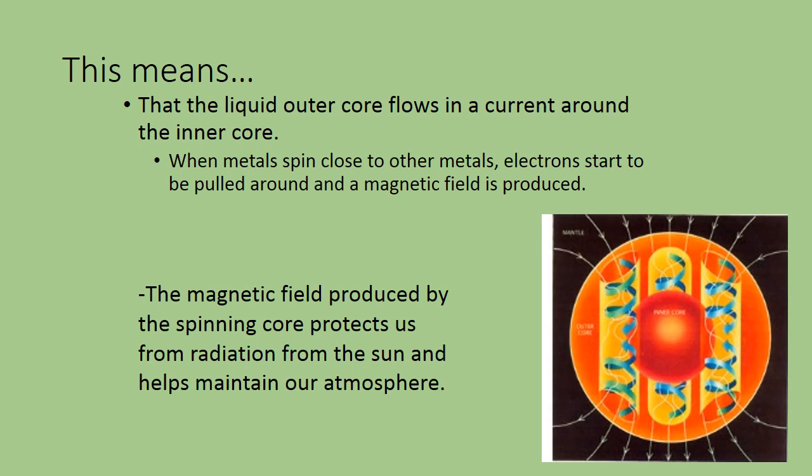Since the Earth is so large, the magnetic field is massive. Its effects extend out into space and help protect our atmosphere and the surface of the Earth. It helps protect the surface of the Earth from solar radiation and helps maintain the composition and size of our atmosphere. Without it, Earth's surface would not support life.